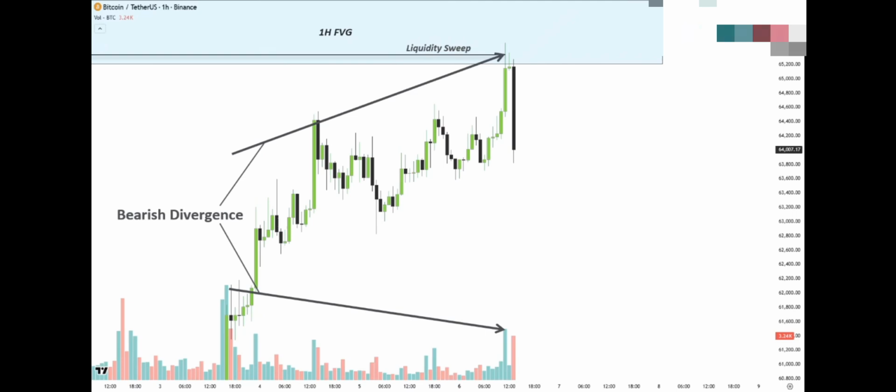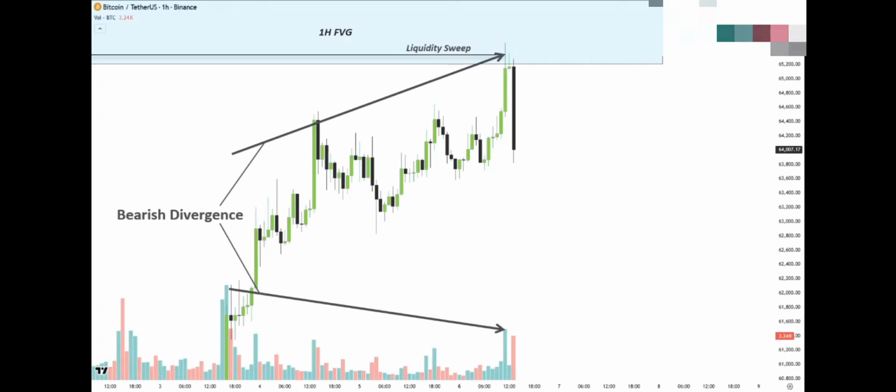This gives us an early sign that the upward move may be losing strength and that a pause or reversal to the downside could happen. So now, we have the extra confirmation we were looking for. Price swept buy-side liquidity, tapped into a key 1-hour fair value gap, showed rejection, and volume confirmed that buying pressure was decreasing.